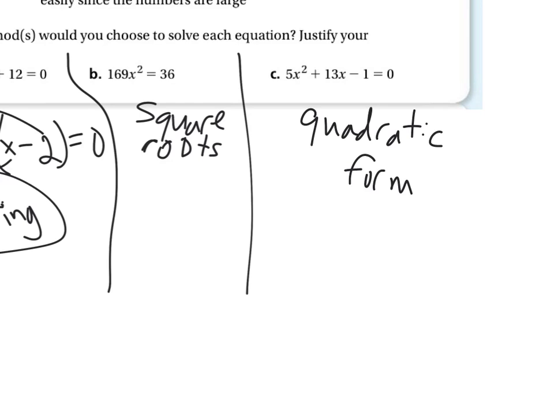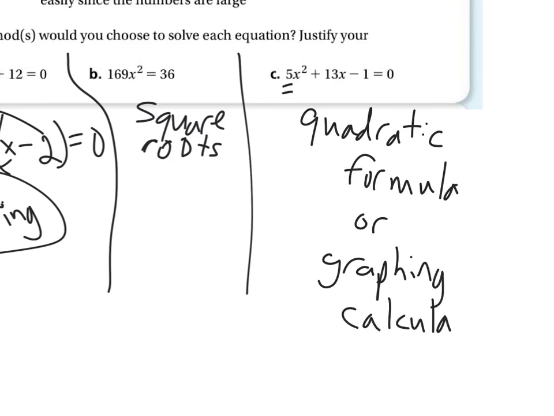If we look at it, we've got a 5 in front of the x squared term. So if you're doing completing the square, you'd have to divide everything by 5. Or it could be graphing. I'm going to say graphing calculator, because graphing it by hand, the answers wouldn't come out very nice. We wouldn't be able to figure them out just from our graph by hand.